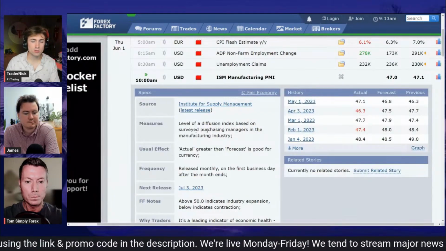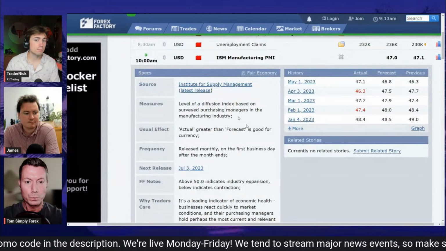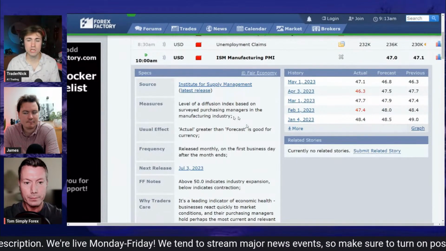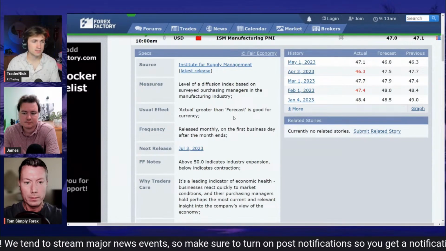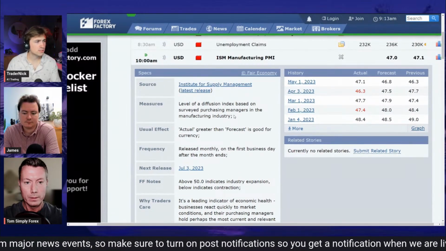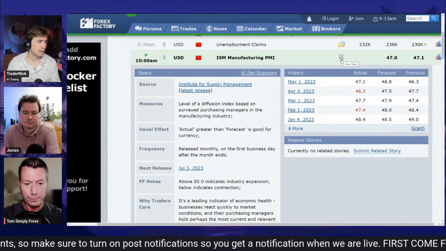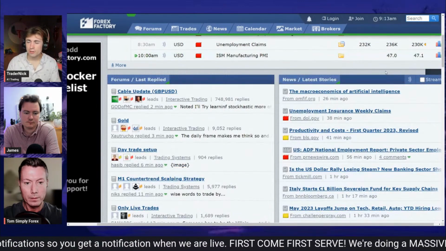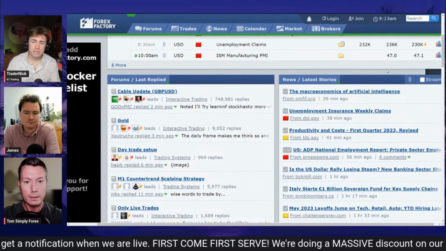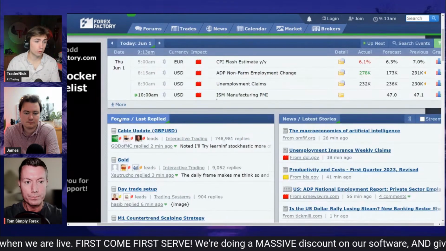It's based on the surveyed purchasing managers in the manufacturing industry. Of course, this is up the chain. When we talk inflation, when we talk economic stuff, we usually look at the consumer a lot. Well, this is a look up the chain a little bit at manufacturing purchasers. And generally a reading under 50 shows contraction, which is what we're forecasting today.